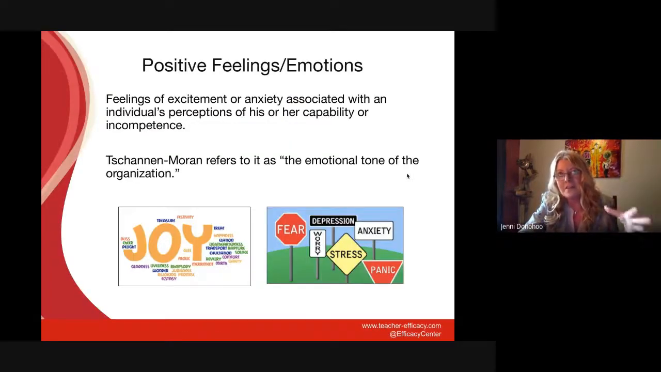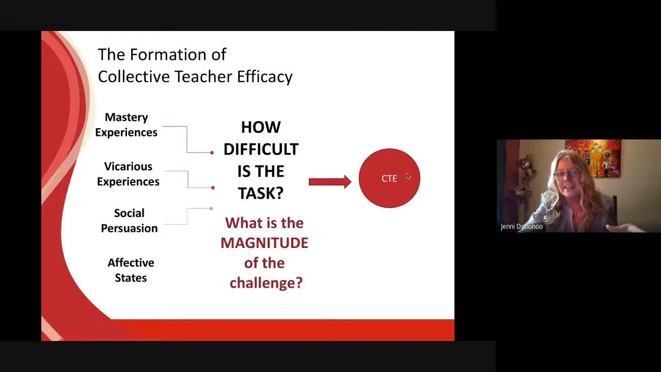But that fourth source, those feelings and emotions, that's the emotional tone of the organization. And they're the least influential source of efficacy shaping information normally. But as I said, in the time of a pandemic, I think that they're much more elevated. And I'm sure the people that are listening could allude to that. Teachers' anxiety levels and stress are definitely elevated.